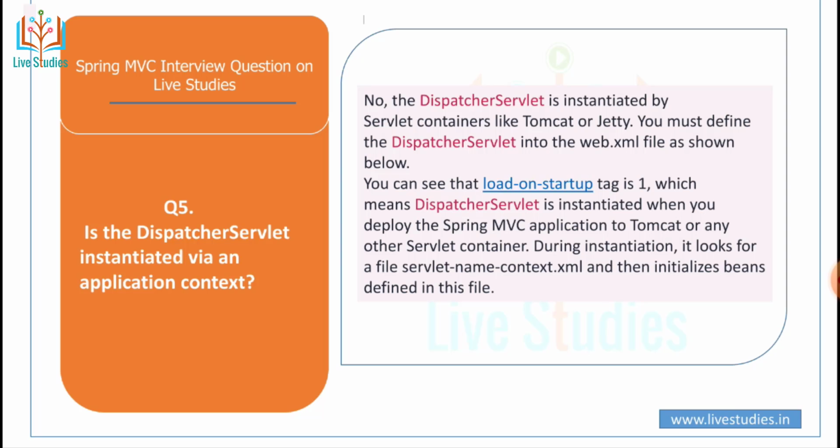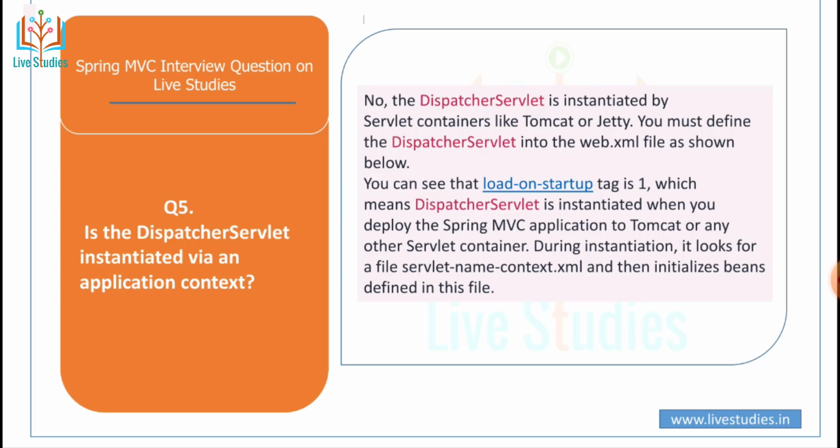We can see that the load-on-startup tag is 1, which means the dispatcher servlet is instantiated when you deploy the Spring MVC application to Tomcat or any other servlet container. During instantiation, it looks for a file named servlet-name-servlet.xml and then initializes the beans defined in this file. It's a very most important question.